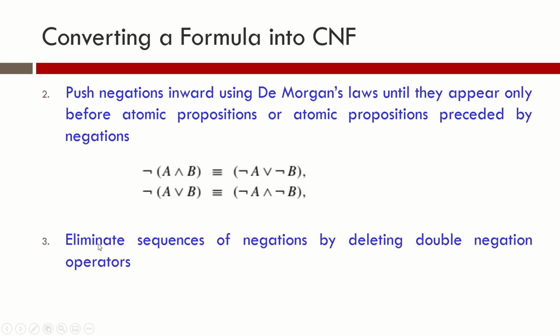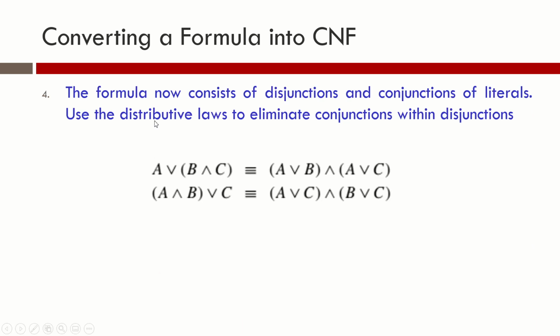The third step is to eliminate sequences of negation by deleting double negations. See here, if you have sequences of negations, you eliminate them using the double negation rule. And the fourth step: the formula will now contain only conjunctions and disjunctions of literals.